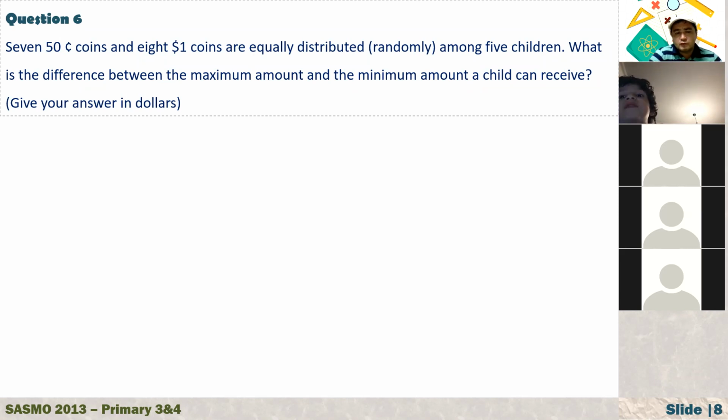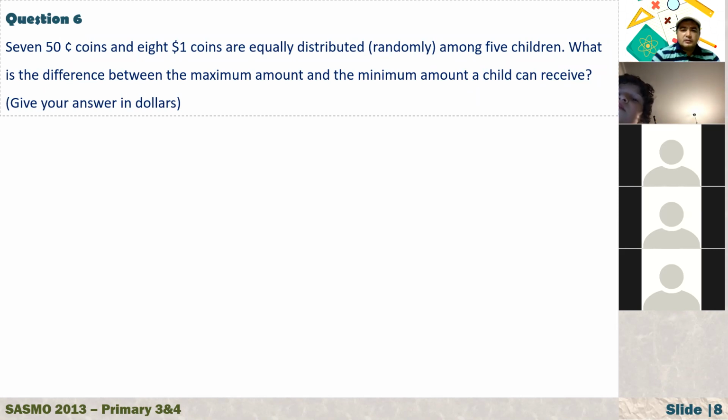7 50-cent coins and 8 $1 coins are equally distributed randomly among 5 children. What is the difference between the maximum amount and the minimum amount a child can receive? Give your answer in dollars.